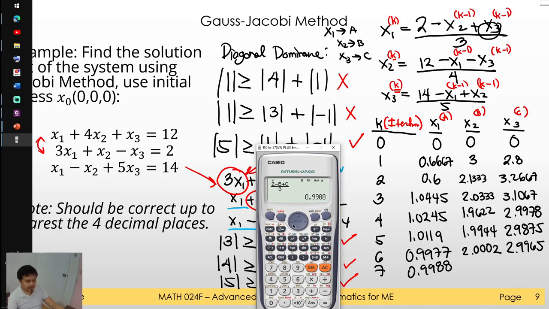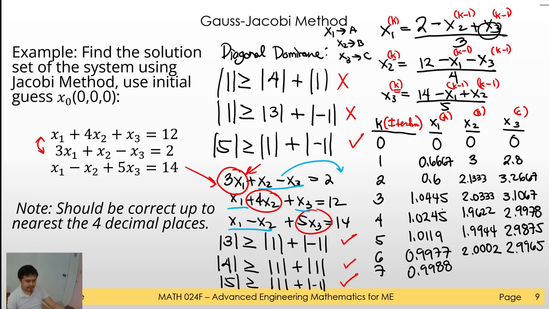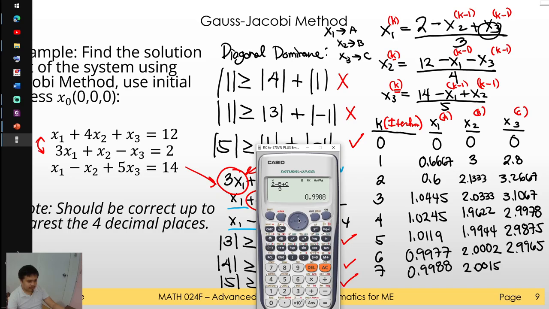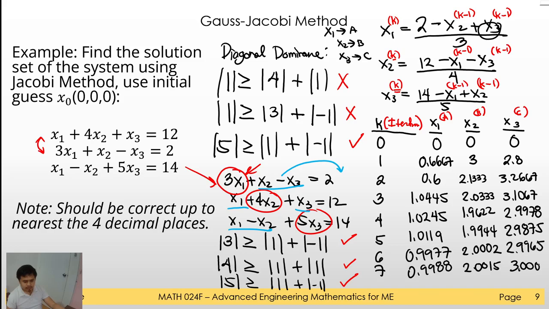So the next one, we have 12 and A here is 0.9977. C here is, okay, so we're already good. So 2.0015, and then 414. Okay, we have already A and then B. Okay, good. So we have 3.0005. Yeah. So I'll just utilize the next page for the next one.